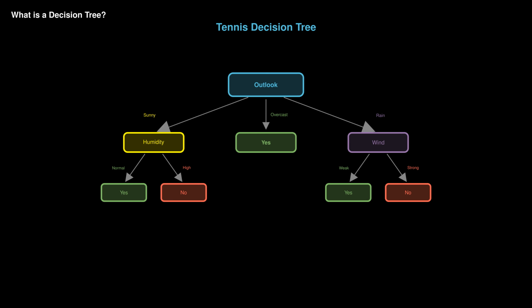If it's rainy, we check the wind. If windy, skip the game. Calm, grab your racket. So how does prediction actually work?